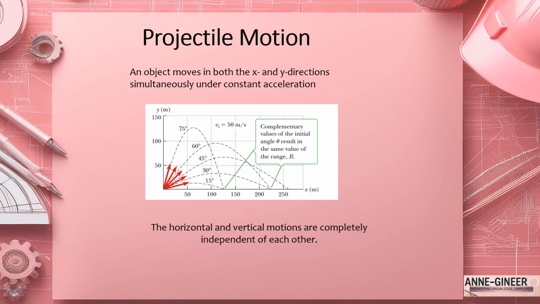For projectile motion, this involves an object that moves in both the x and y directions simultaneously under a constant acceleration, which is the acceleration due to gravity. Here it is illustrated that complementary values of the initial angle theta result in the same value of the range R. Complementary values are angles with a sum of 90 degrees. The horizontal and vertical motions are completely independent of each other.